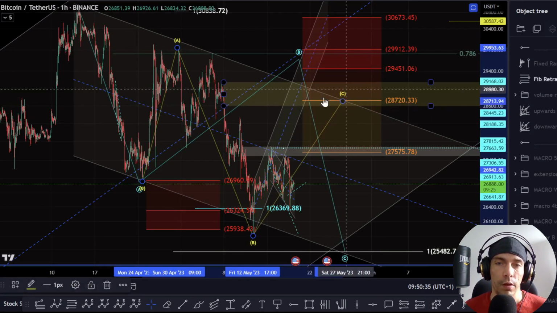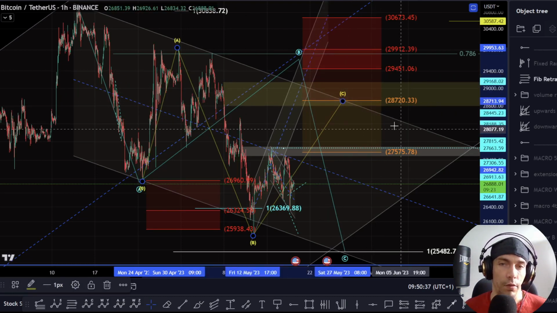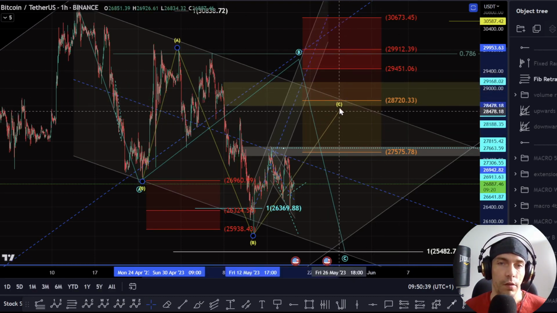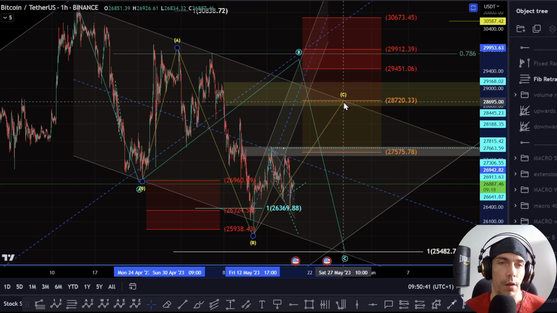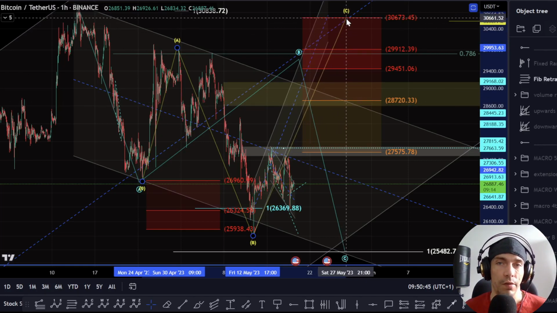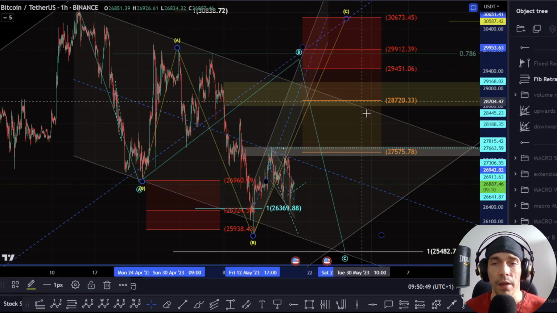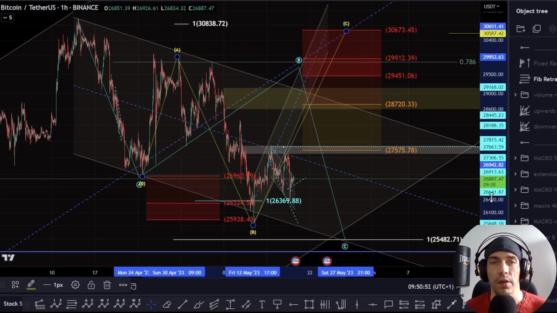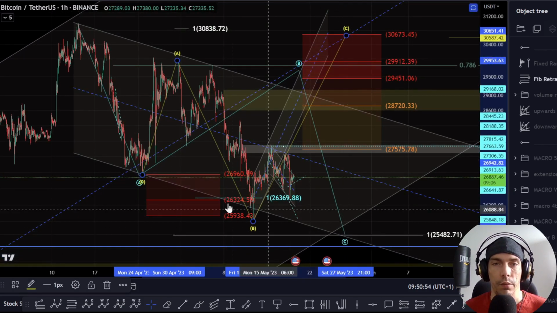Initially, this C wave is looking to target the top of this channel, where we could actually see this end towards this 1-to-1 area. Alternatively, if it is going to be an expanding flat, we could even see this come as high as this 30,673. And then from there, what we'd still be anticipating is that potential to come back down for a C wave.